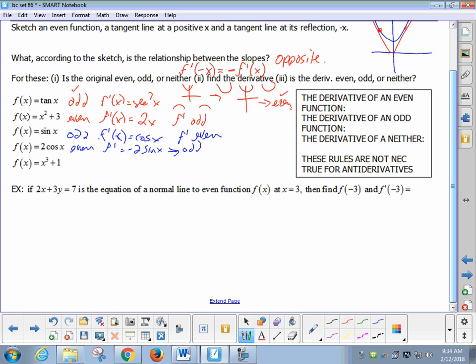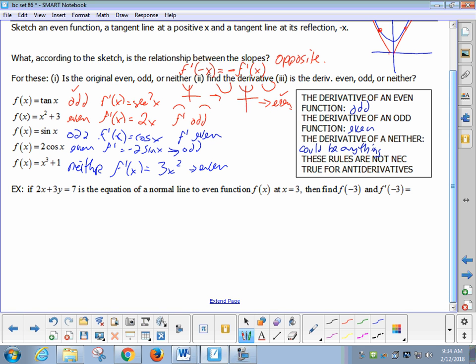What about x cubed plus 1? Even, odd, or neither? Neither. I would then assume that the derivative would also be neither, yet the derivative is 3x squared, which is even. Now that's a bit of a crapshoot there. In terms of the general rules, which again can be proved, the derivative of an even function must be odd, and the derivative of an odd function must be even. However, the derivative of a neither could actually be a million different things. It could be even, could be odd, could continue to be neither.